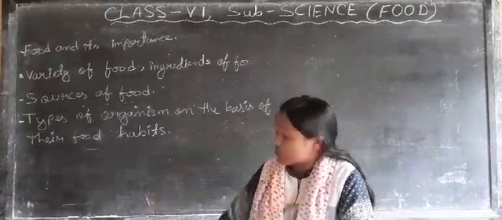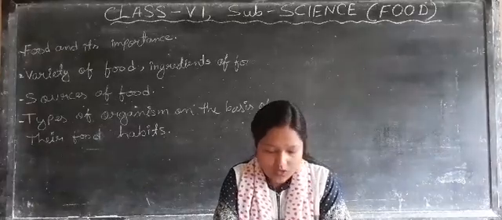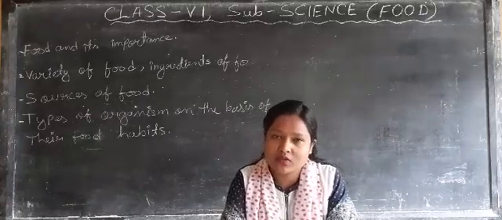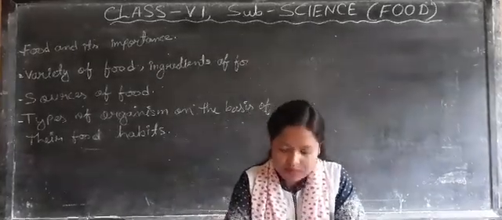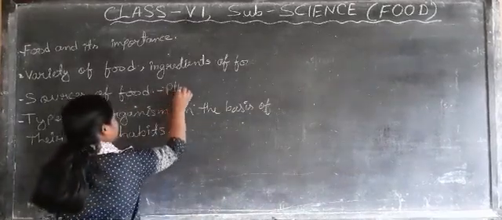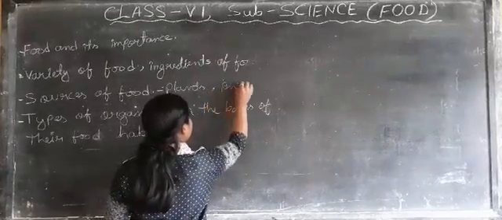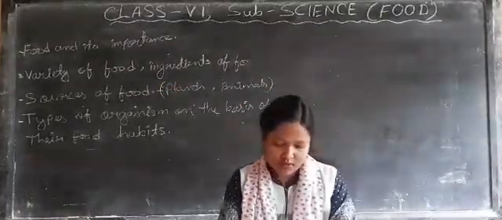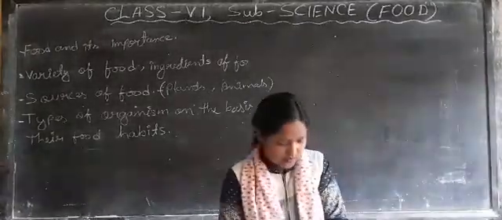Okay, next is sources of food. What are the sources of food? There are two main sources of food for every organism, that is plants and animals. Plants and animals are the two main sources of food from where we can get our food. Okay, for example, plants provide us vegetables, fruits, etc. And animals provide us chicken, milk, honey, and other stuff.